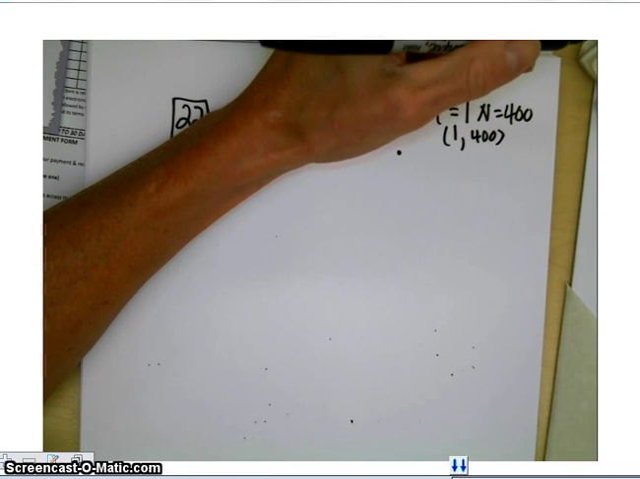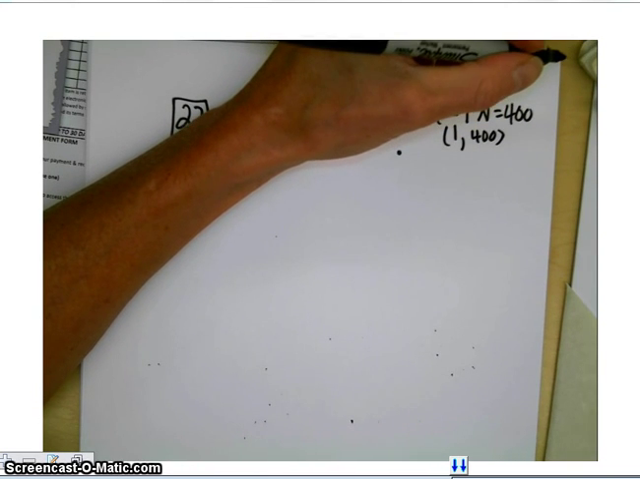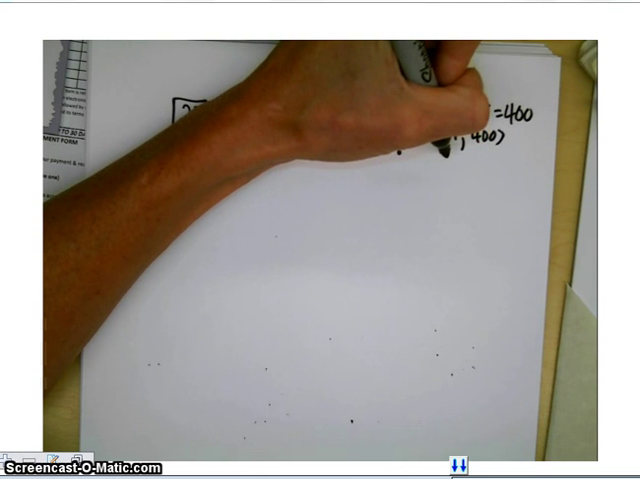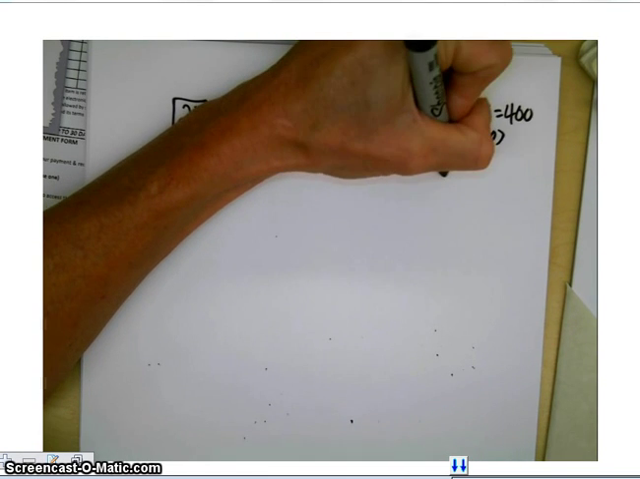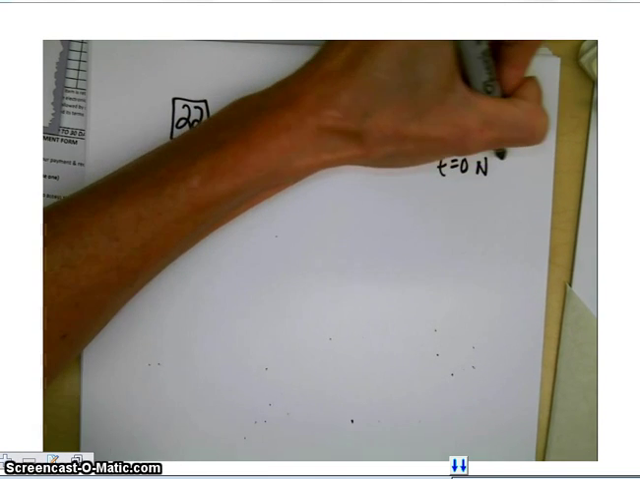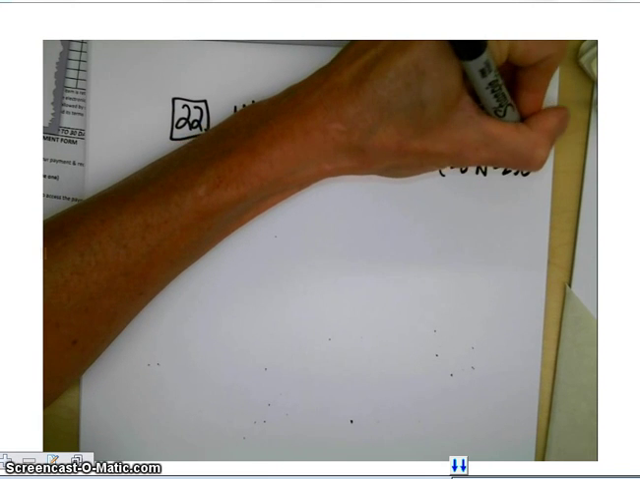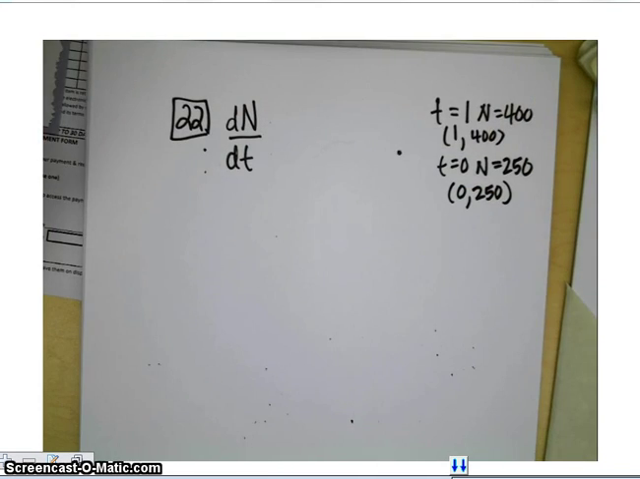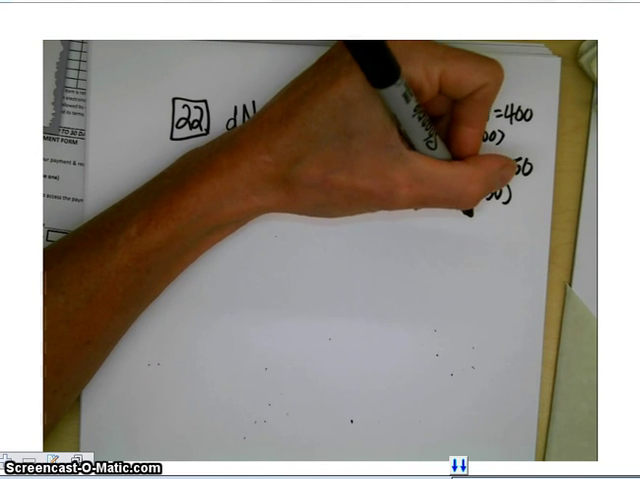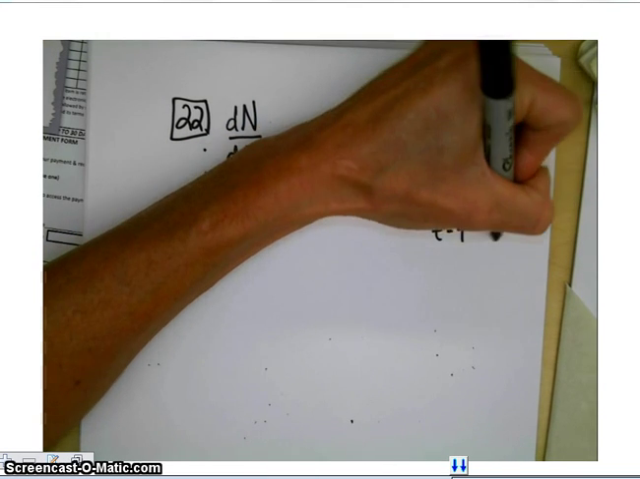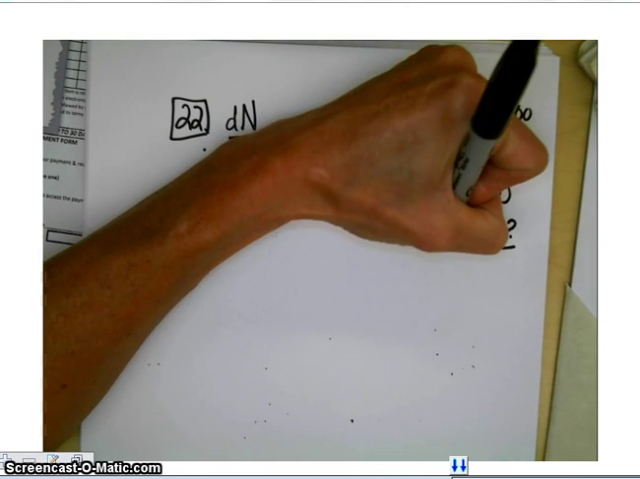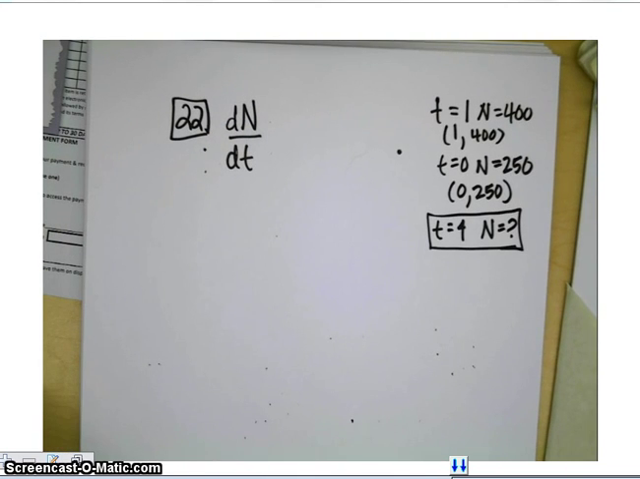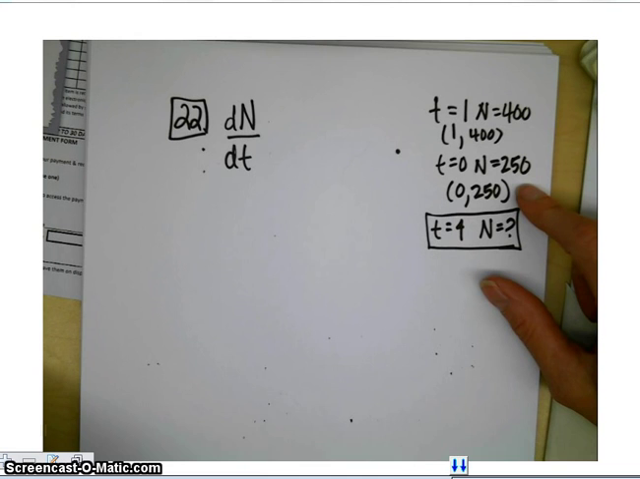And then they say when t is 0, n is 250. So that's saying the function also passes through the ordered pair 0 comma 250. They want to know when t equals 4, what is n? So we're trying to actually answer this question right here. We know these are ordered pairs on the function n.